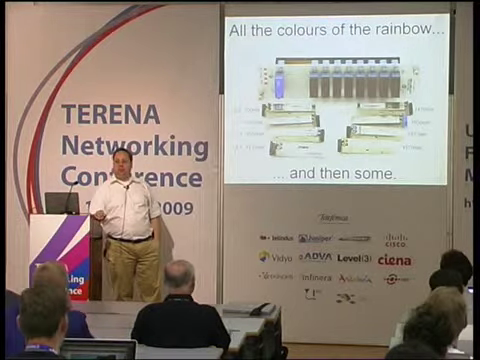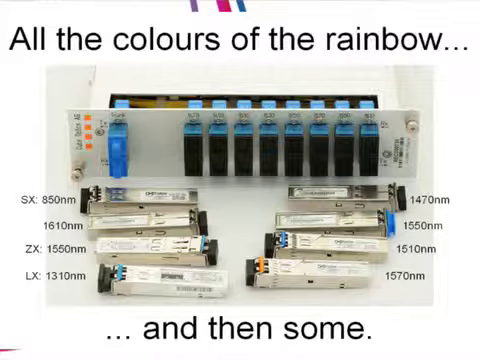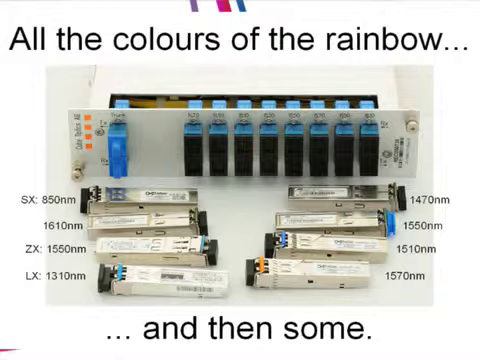And this is what the CWDM equipment looks like. So we have 8 wavelengths. We just use standard SFPs to plug in there. And we have one of these in Westerbork, and of course one of these in JIVE as well, to split out the colors again.